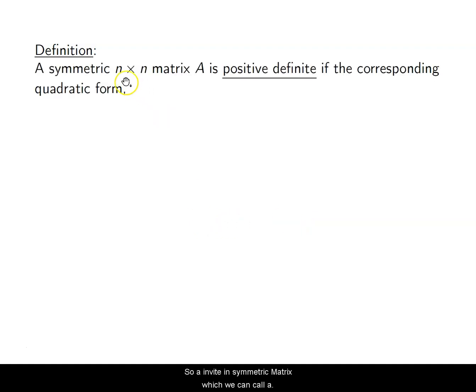Okay, so let's start off with the definition. A n by n symmetric matrix, which we can call A, is positive definite if the corresponding quadratic form Q of x, which is x transpose A times x, is itself positive definite. So if you want to check whether or not your matrix is positive definite, you can look for the eigenvalues, or you can put it into its equation form.